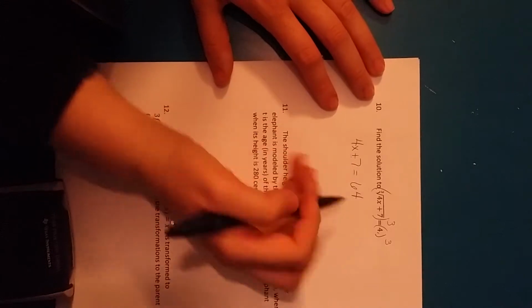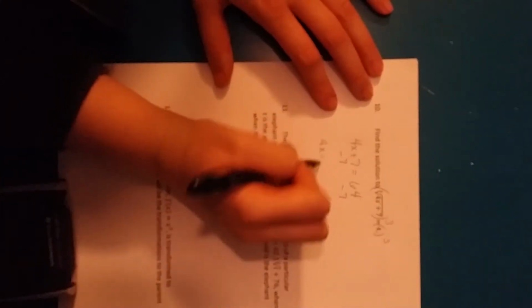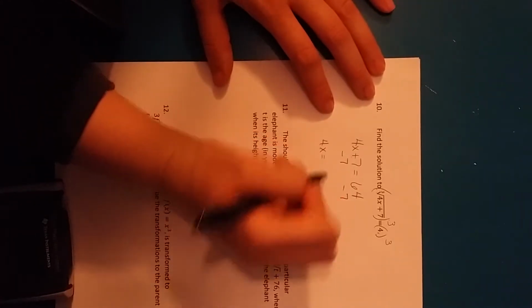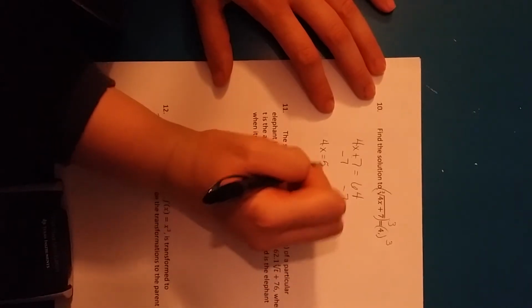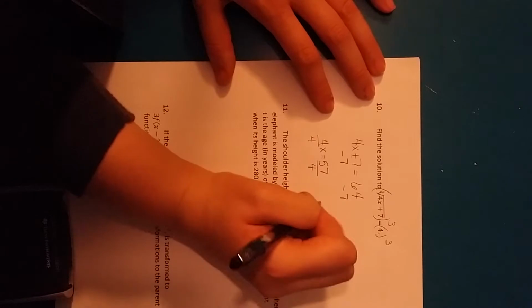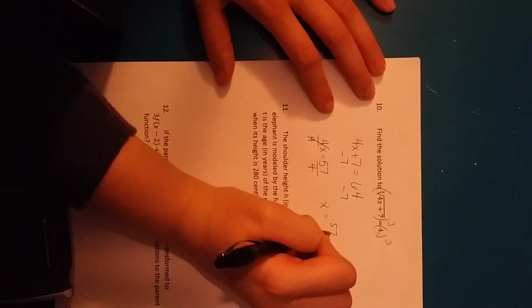And then I'm going to subtract 7. I get 4x is equal to 54. No, 57. So I'm going to divide by 4, divide by 4. That fraction doesn't reduce, so I'm just going to leave it as a fraction.